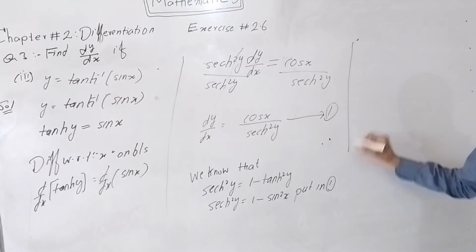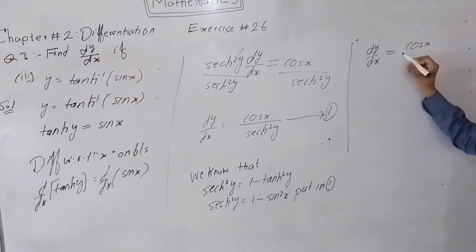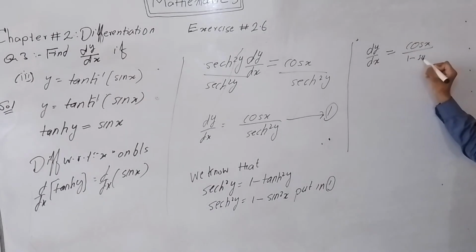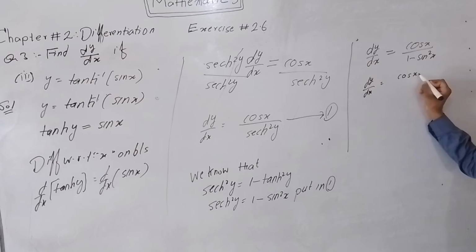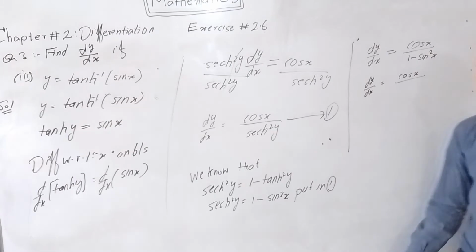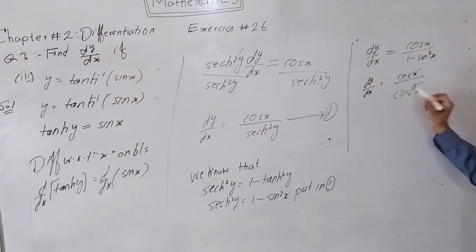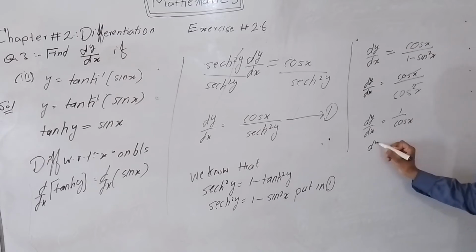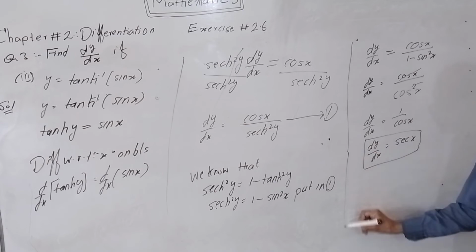Put in equation 1: dy over dx is equal to cos x divided by secant hyperbolic square y, which is 1 minus sine square x. So dy over dx is equal to cos x divided by 1 minus sine square x, which is cos square x. Cos square x, cancel, dy over dx is equal to 1 divided by cos x. So dy over dx is equal to 1 over cos x, which is secant x, which is the required solution.